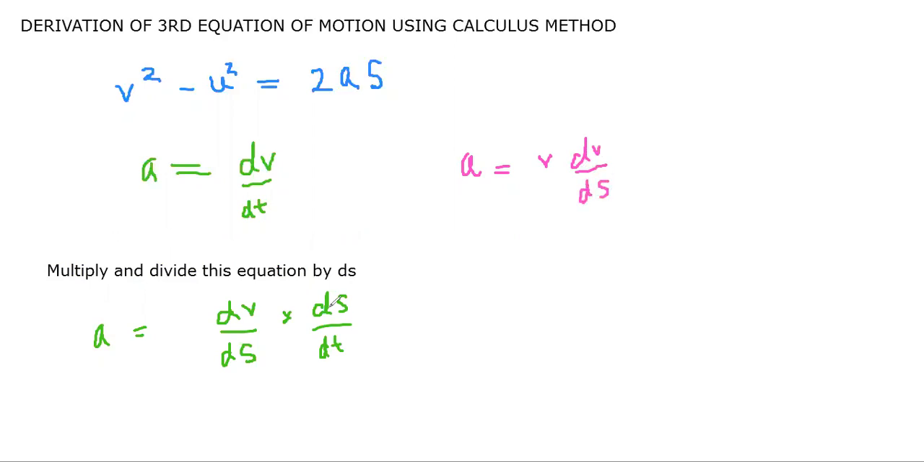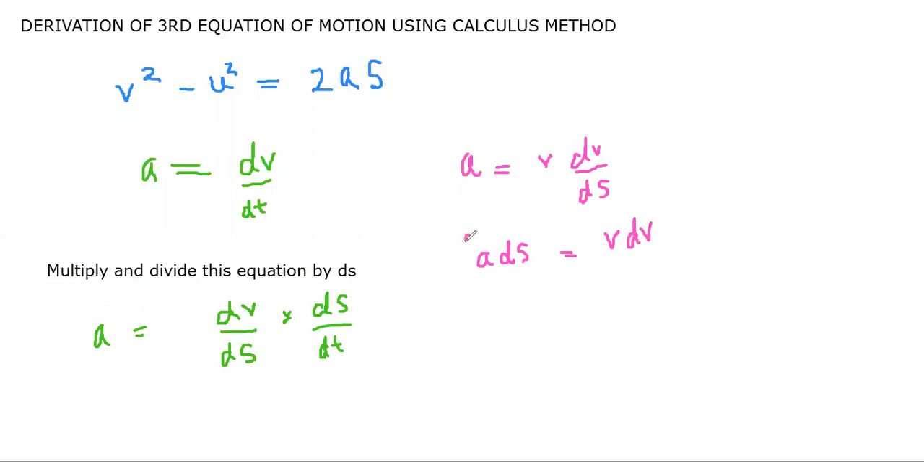Now what has happened here? dv by ds stays as it is, and ds by dt is the formula of velocity. Now cross multiply, and you get a ds is equal to v dv.